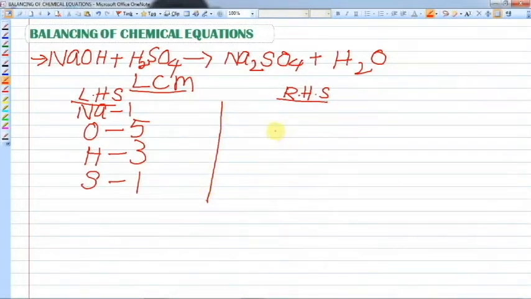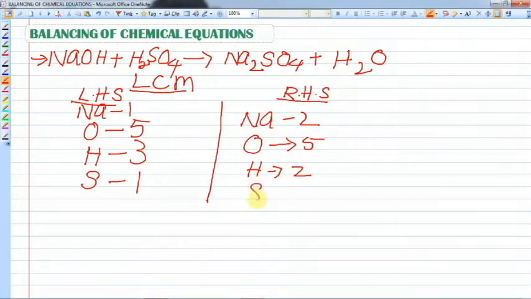On the right hand side, the sodium atoms are 2, oxygen atoms 4 plus 1, so 5, hydrogen atoms are 2, and sulfur atoms are 1. Now you can clearly observe that it is an unbalanced equation. Why? Sodiums are 1 on the left hand side, but on the right hand side sodiums are 2. That's why they should be equated first.